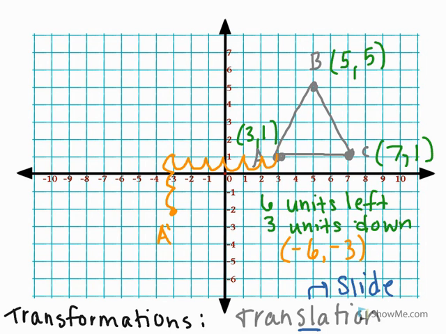And we'll do the same thing with B and C. 1, 2, 3, 4, 5, 6 to the left, and 1, 2, 3 down. And this will be B prime. Same with point C, and I'll change the color for this. 1, 2, 3, 4, 5, 6, 1, 2, 3. And that's C prime.